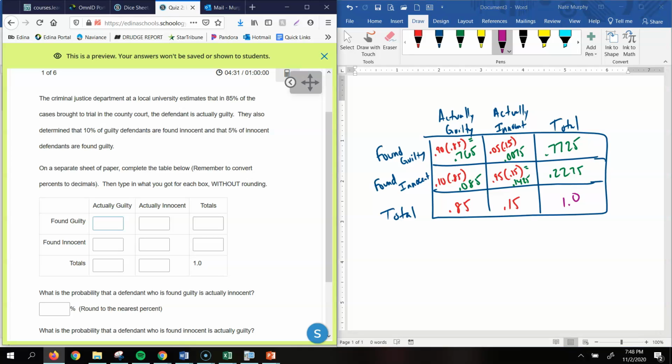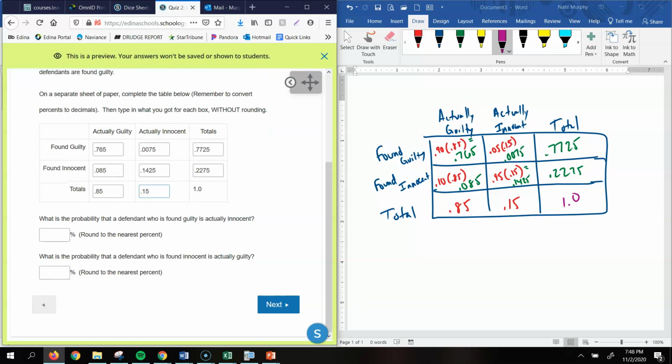So we would have had 0.765 in this spot, 0.0075 here, and 0.7725 here. Then the next row we'd have 0.085, 0.1425, and 0.2275. Down here we'd have 0.85 and 0.15.